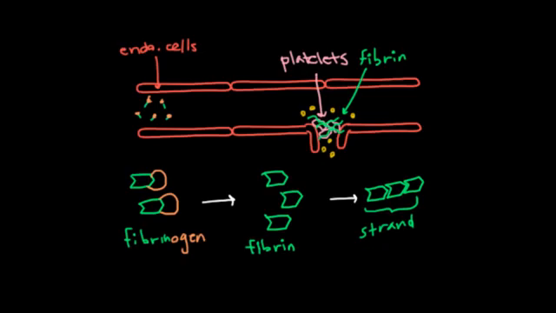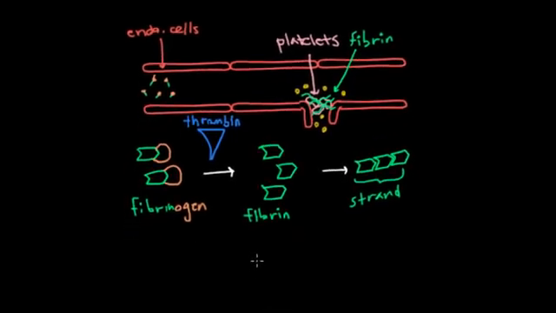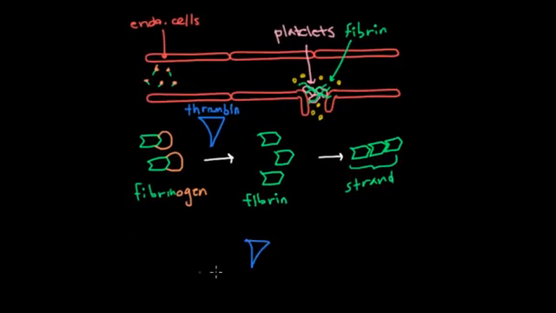There's another player which does that, and it's an important one, so we'll give it a little drawing like that. And it is called thrombin. And thrombin, just like fibrinogen, is activated from an inactive form, which we call prothrombin. And the prothrombin has a little piece on the end that prevents it from working. So this is prothrombin.